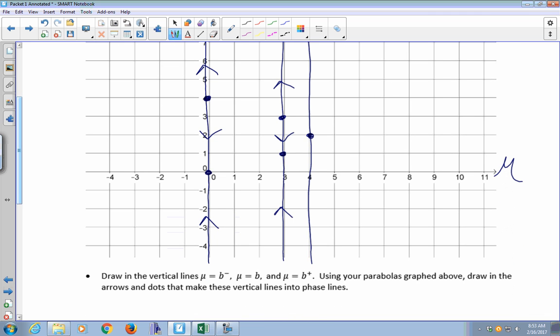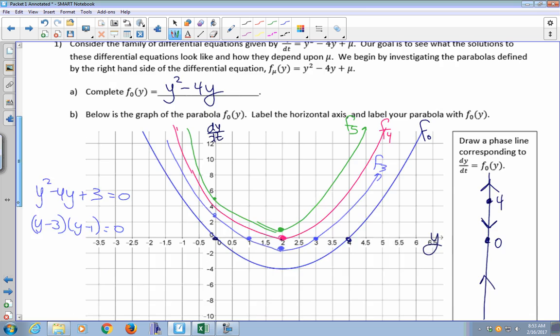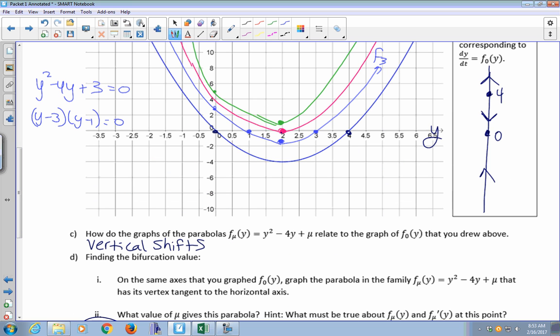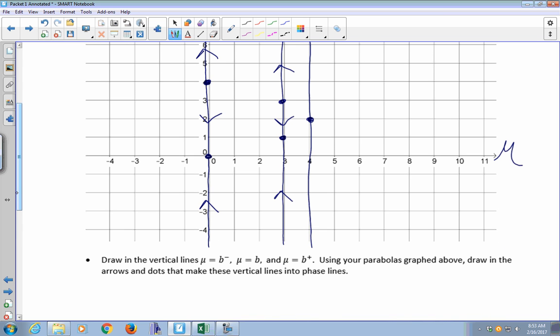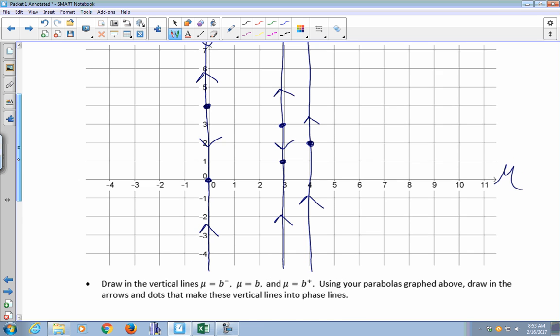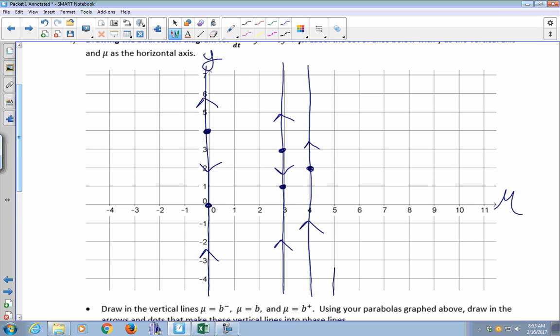And then how should I put in the arrows? Up, up. Yeah, because on both sides of that equilibrium point, the graph is positive, above the x-axis. Up, up. Okay. And then at 5, I can draw a phase line. There are no equilibrium points, so I don't put any dots on. But what should I put for arrows? Up, because it's always above the x-axis. So I just put an up.